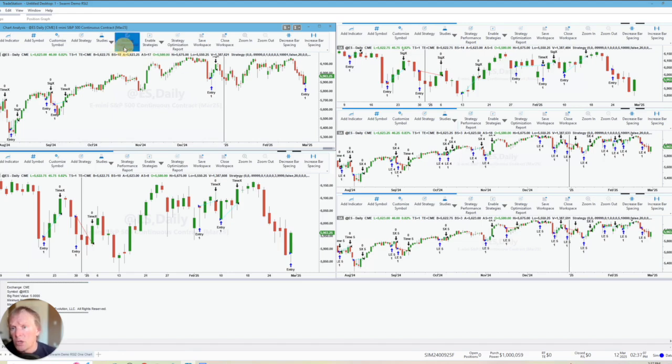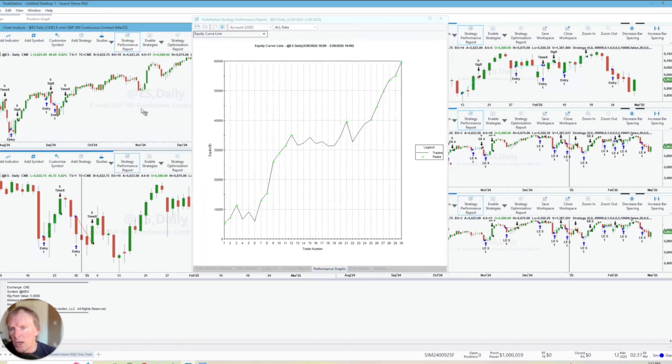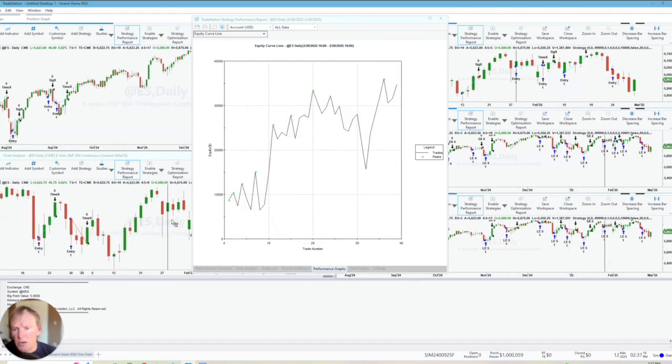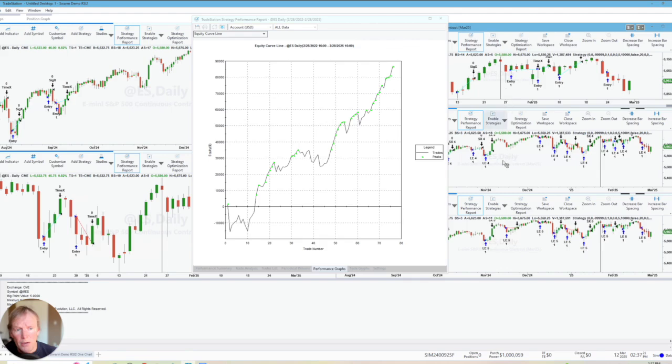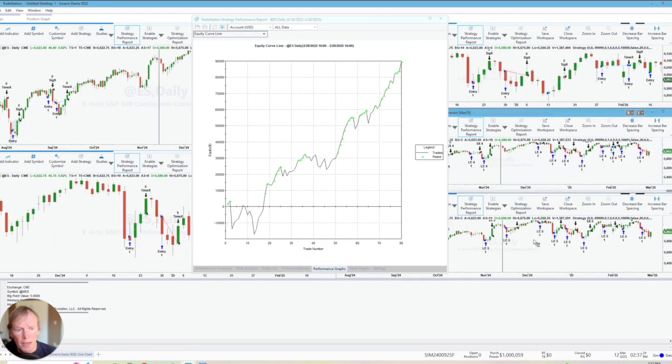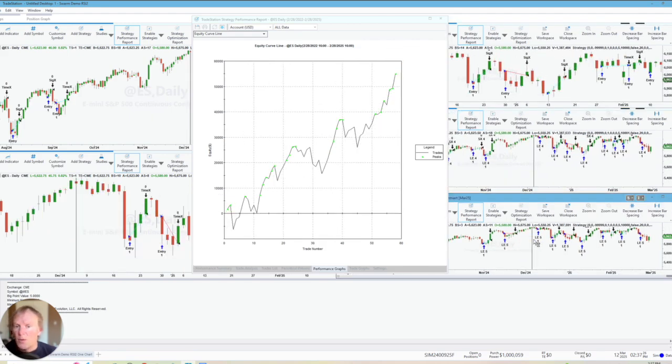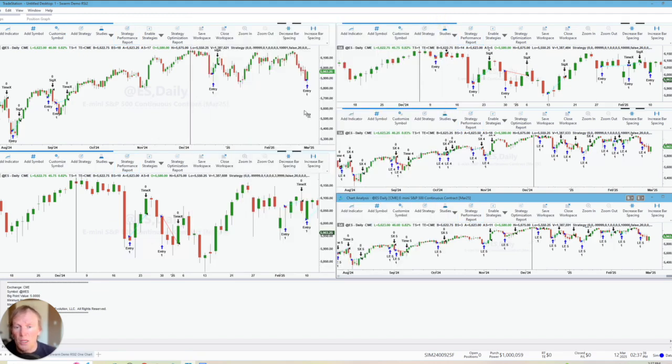If we take a look at the performance report of this particular strategy, strategy one here, we can see it performed well. And this is on all unseen data. Here's the next one, a little more choppy. And here we go again. And here's another. We can see that they're all different, and we don't know which one is going to produce the best results moving forward. So that's why we're going to trade these all in one system.